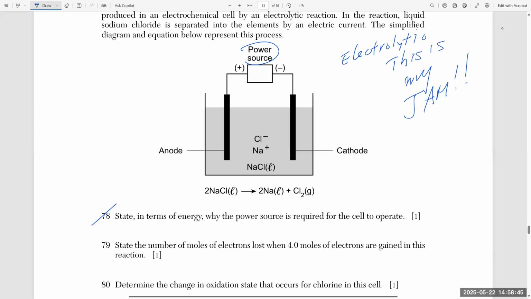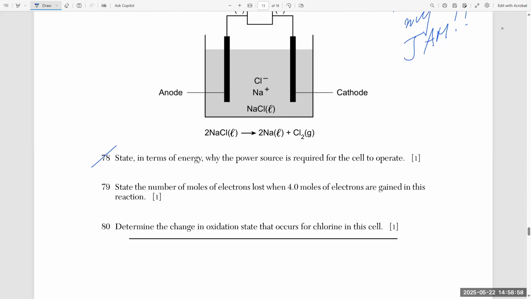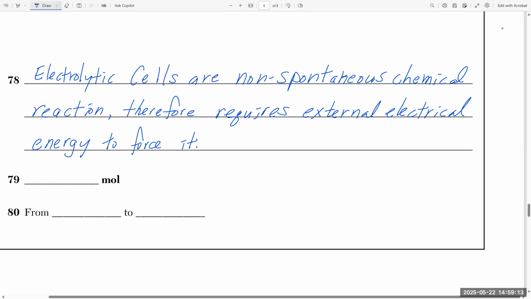78's done. 79, state the number of moles of electrons lost when 4 moles of electrons are gained in this reaction. This is a trick question, right? Because they're asking you to go crazy over this. But I said this many times in this class: the number of electrons lost by the oxidation half cell should be equal to the number of electrons gained by the reduction. So what do you think the answer is? It's 4. It's that easy, okay? So it's 4 moles lost. Not that it matters, but let's keep the sig figs the same.